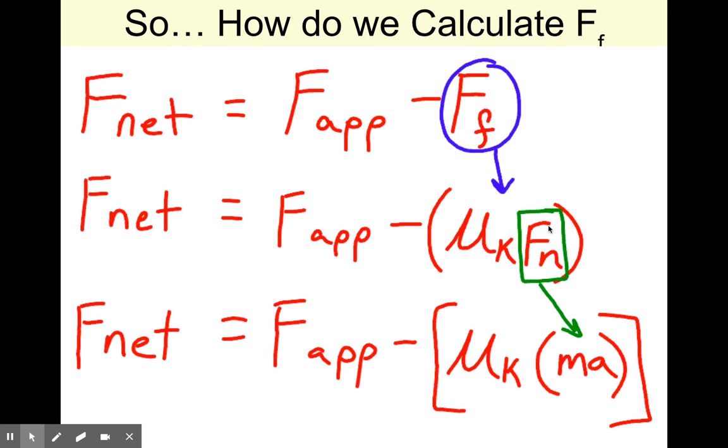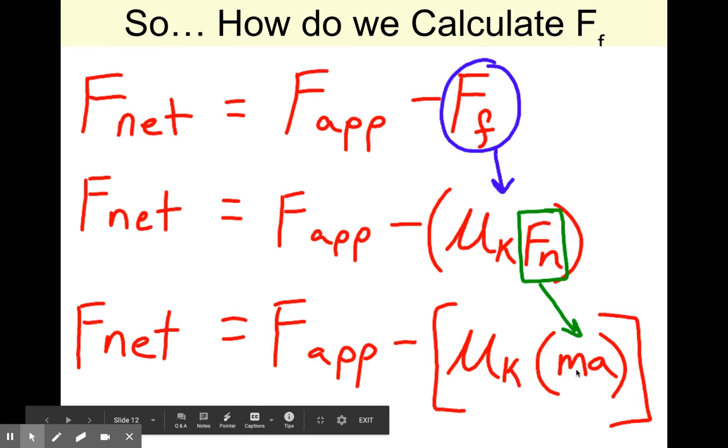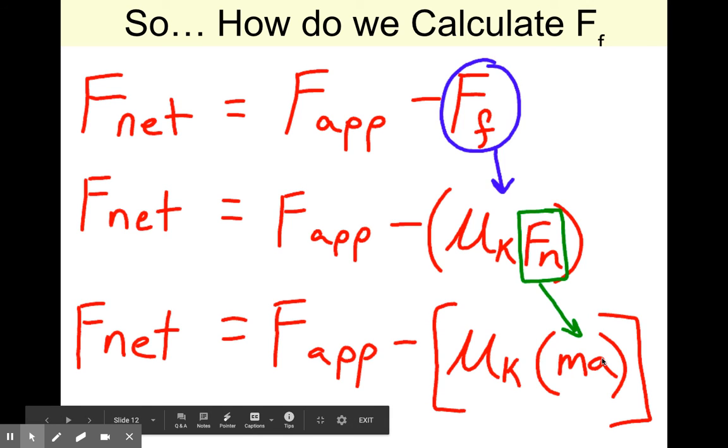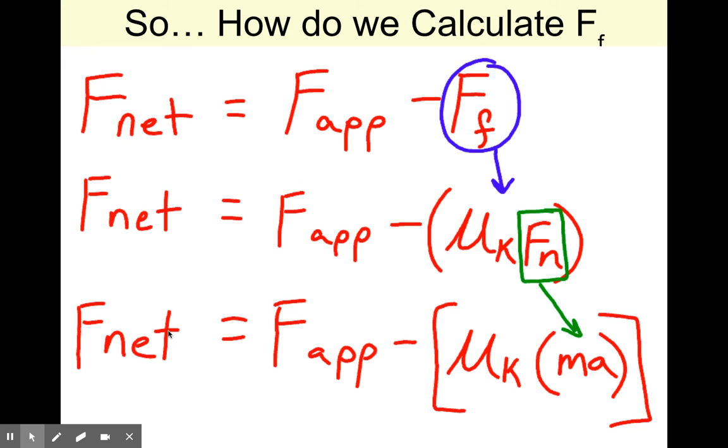Then we're going to take this F sub N, which is F equals ma, and expand it again to finally get the final equation, which is F net equals the force applied minus the kinetic coefficient of friction times mass times acceleration. And we could expand this one more time. What's acceleration? Well, that's velocity divided by time. If we know the velocity, we divide it by how much time, times its mass, that's our force, times the kinetic coefficient of friction, that's how much we have to subtract off the force applied to get our total net force.